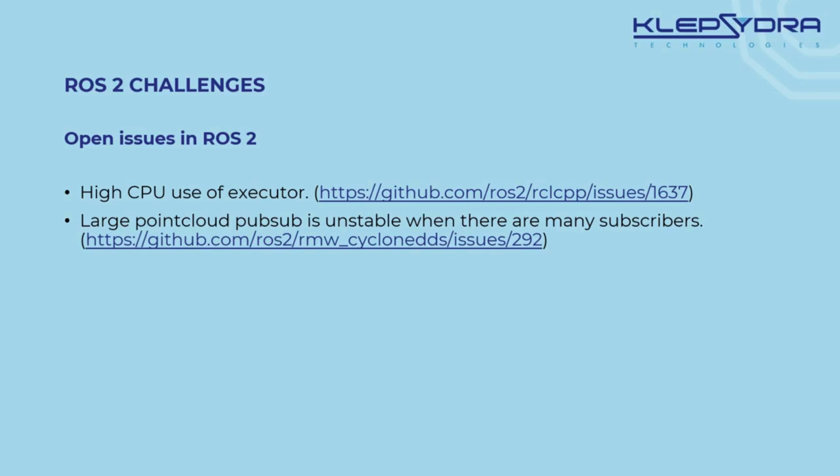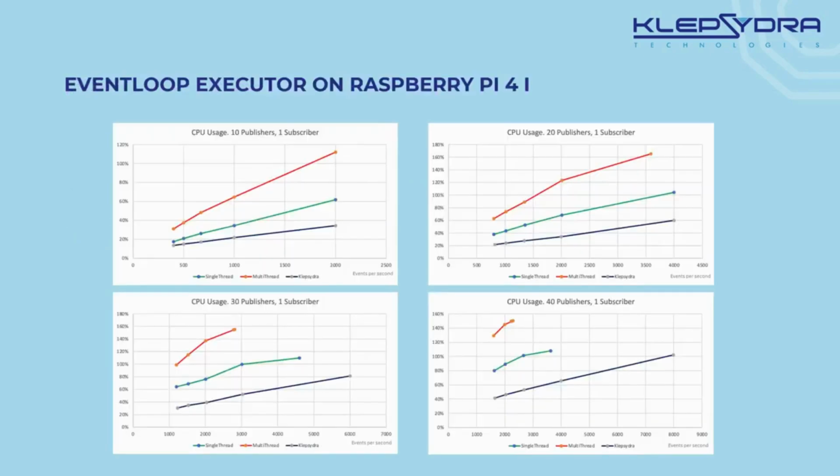Testing scenarios were built for the above-mentioned issues and then validated on a Raspberry Pi 4. Three executors were examined under these testing scenarios: the static single-threaded, the multi-threaded executor, and Klepsydra's own executor. Throughout these slides, green will represent the ROS2 single-threaded executor, red will be the ROS2 multi-threaded executor, and blue will be Klepsydra's own executor.